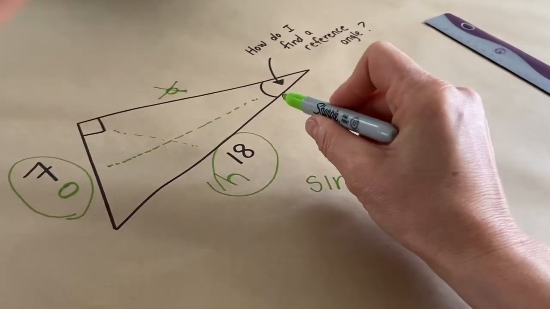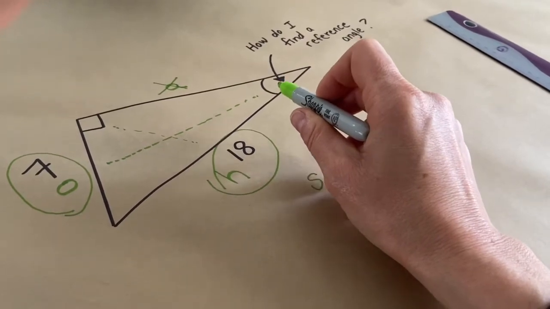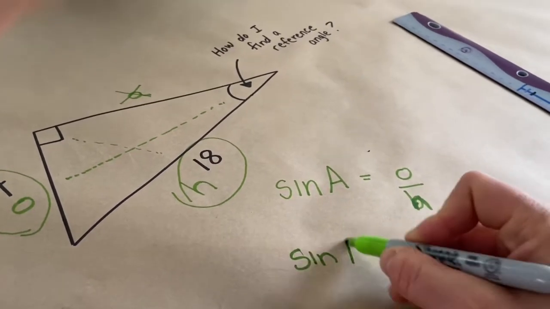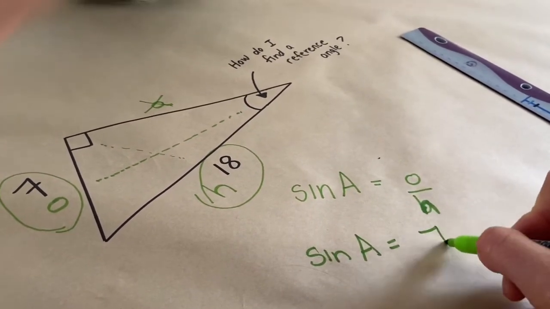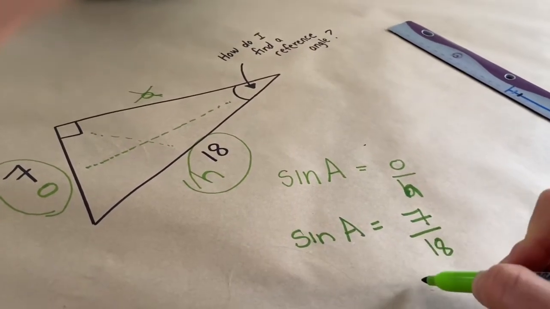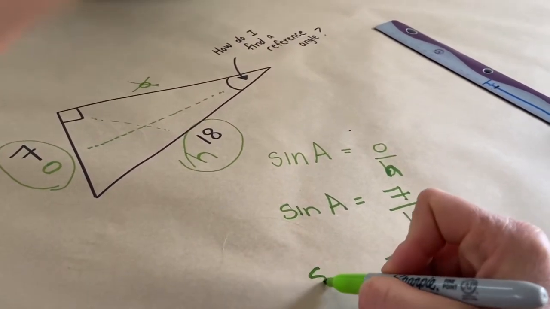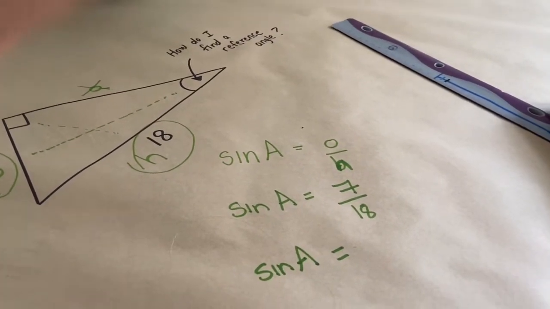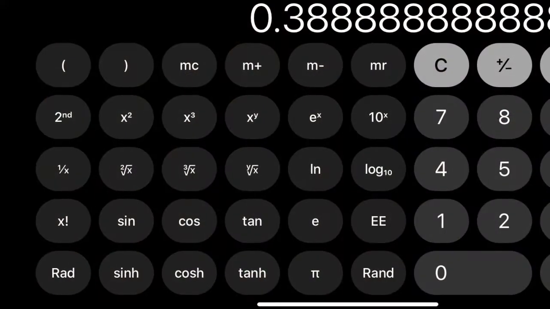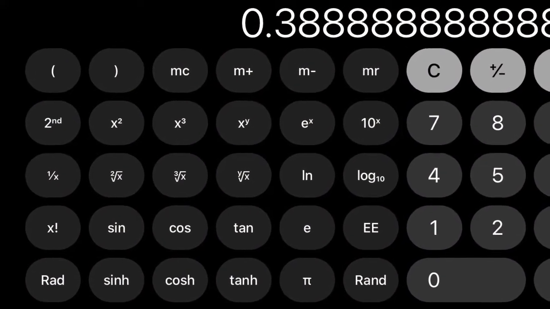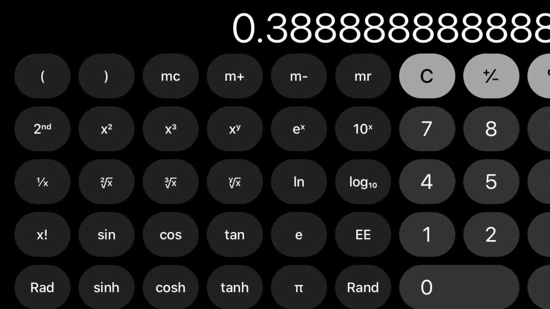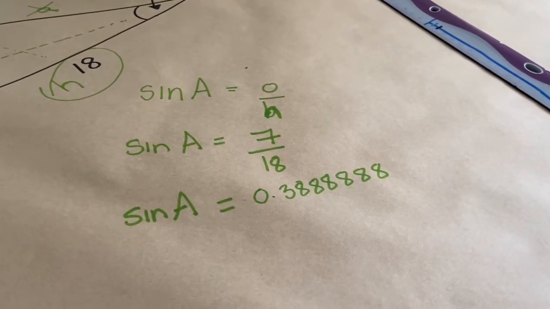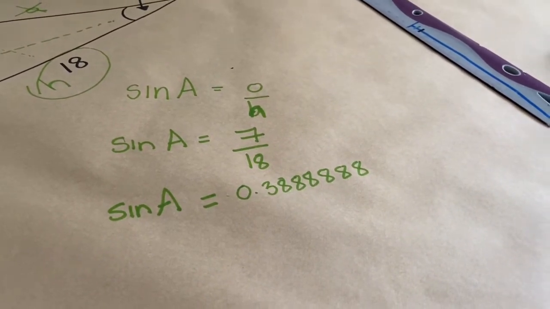So I don't know the reference angle. That's exactly what I'm trying to find. So sine of the reference angle is O is 7, H is 18, and I'm going to use my calculator. First thing I'm going to do is figure out as a decimal what 7 divided by 18 equals. I used my calculator and I got 0.38888. That's what 7 divided by 18 will give you.